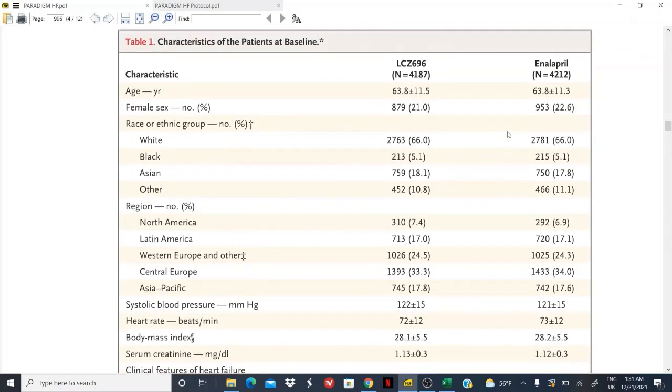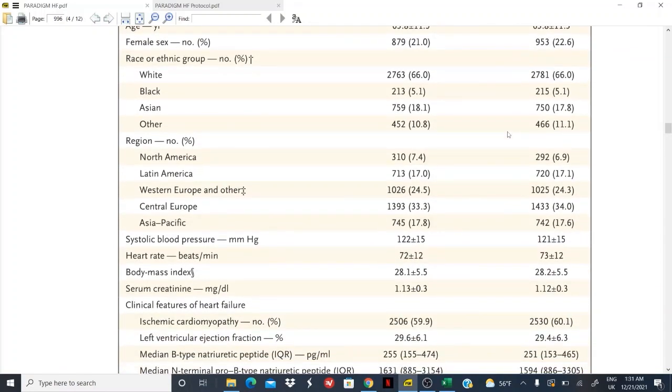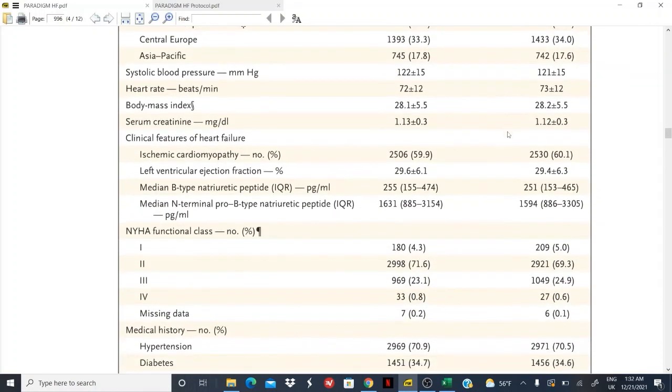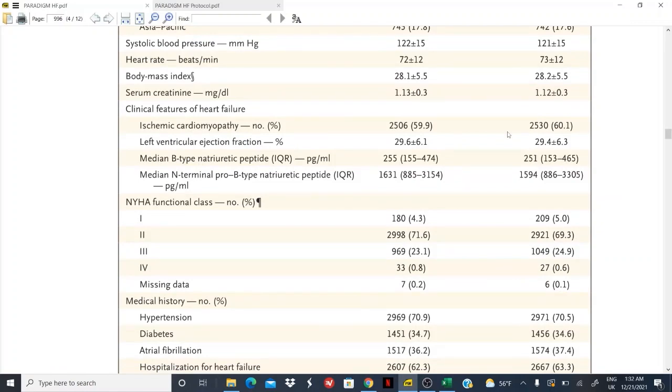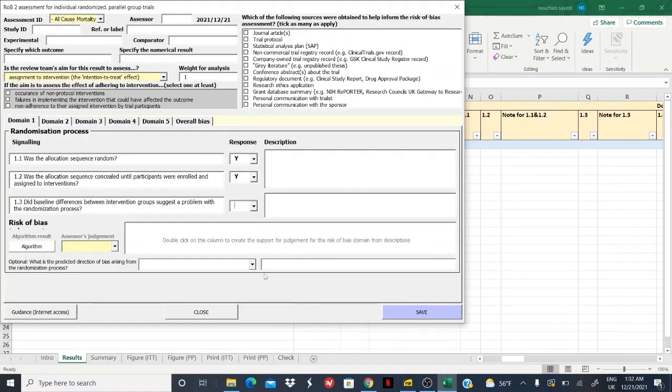So that's another important point. Now, in this case, most of the prognostically important variables for heart failure are here, and the differences are pretty slim, right? So I'm going to go over to my Excel sheet, and I'm going to type in no, the baseline differences did not suggest a problem.